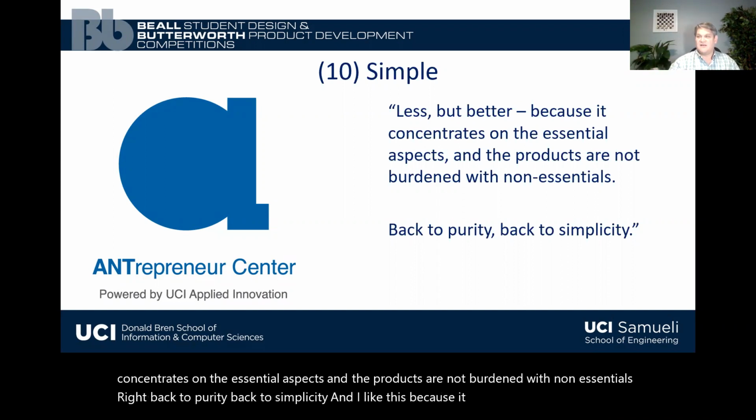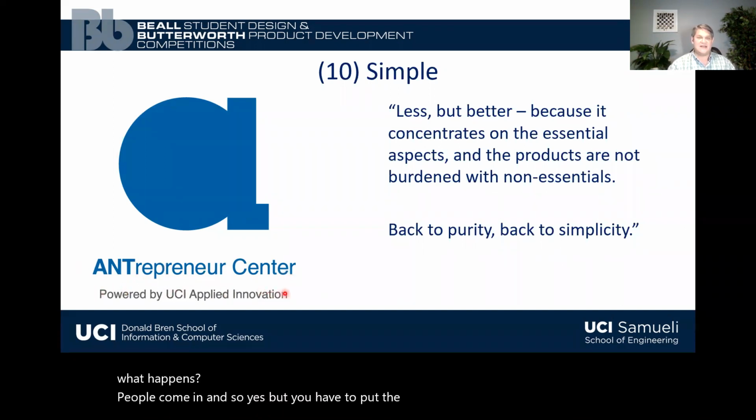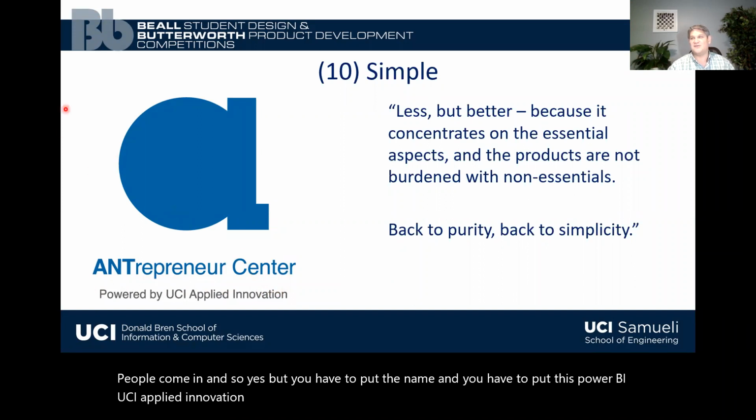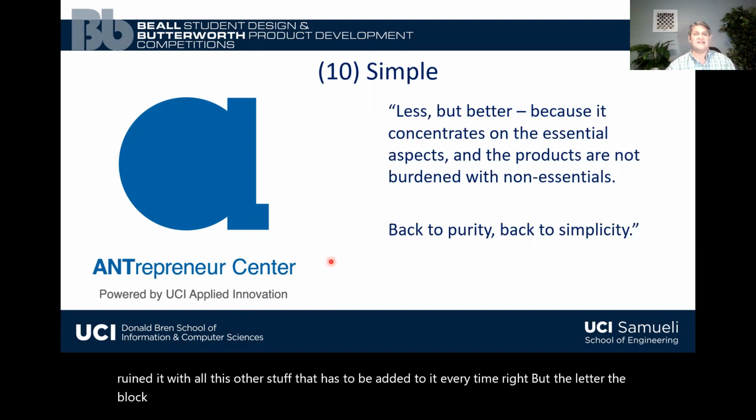Then what happens? People come in and say, oh yes, but you have to put the name and you have to put this powered by UCI Applied Innovation underneath. And it's like, no, it was so nice just being the A. And then they ruined it with all this other stuff that has to be added to it every time, right? But the block letter A was one of the greatest simplicities of that logo as a design element, right? And there are many products that do this.